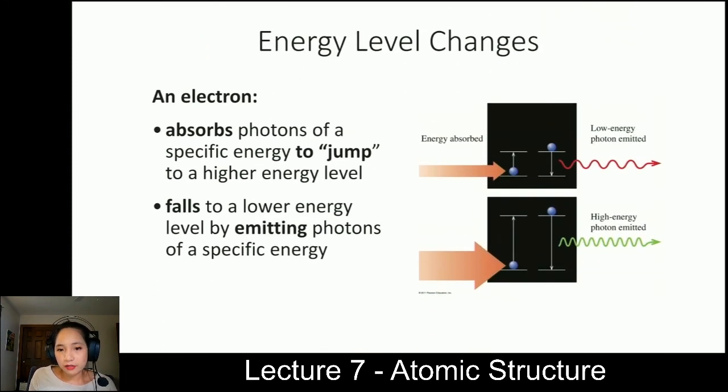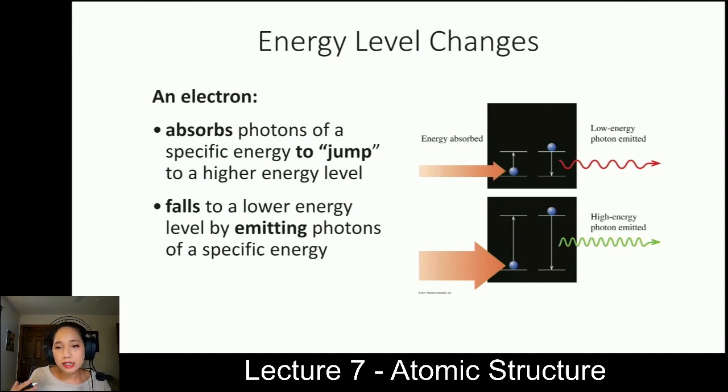So this just summarizes that ladder analogy. For an electron to absorb a photon, it must jump up to a higher energy level. So that's what these lines are. They're just representing different energy levels. So if an electron moves to a higher one, energy must be absorbed. But if that electron falls to a lower energy level, then a photon is emitted.